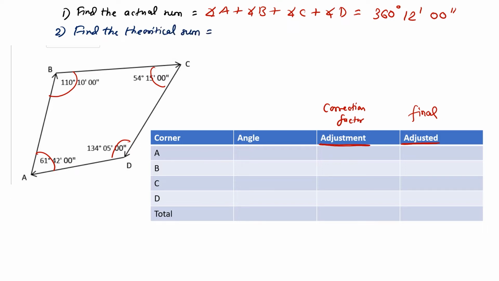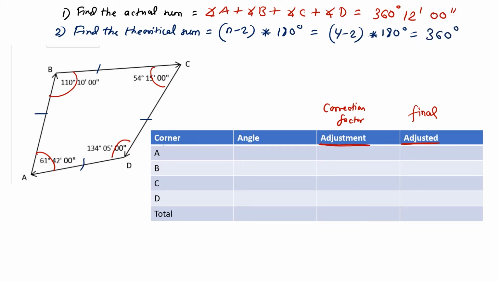Guys, follow the step-by-step process, because if you follow the step-by-step process, then you never make the mistake. So how do you find the theoretical sum? You use this equation, (n minus 2) times 180 degrees. Here the number of sides is 4, so 1, 2, 3, and 4. So (4 minus 2) times 180 degrees gives you 360 degrees, which is my theoretical sum.